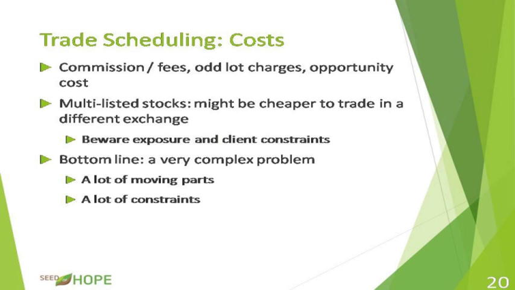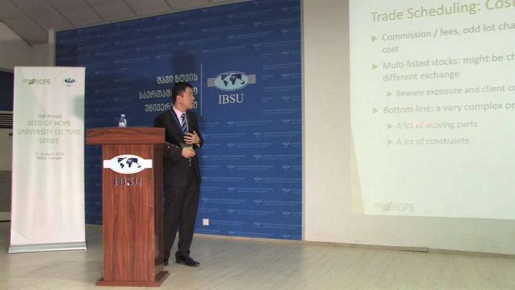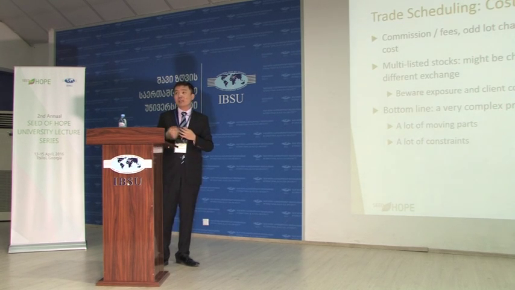The bottom line is that this is a very complex problem, and there are a lot of moving parts, and there are a lot of constraints. So how do we schedule our trades in such a way that we don't violate all of these constraints? And the problem is it has to be fast, as I said before. The regional timing window is pretty tight.